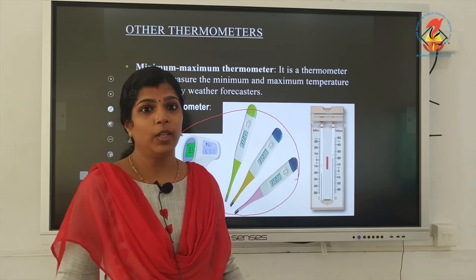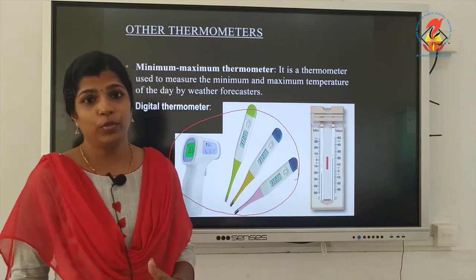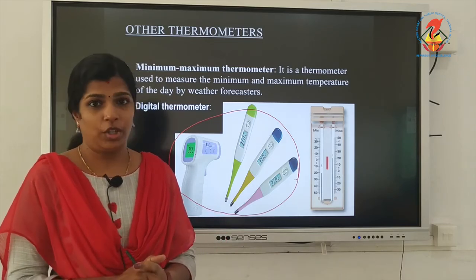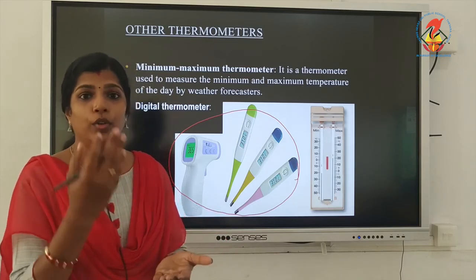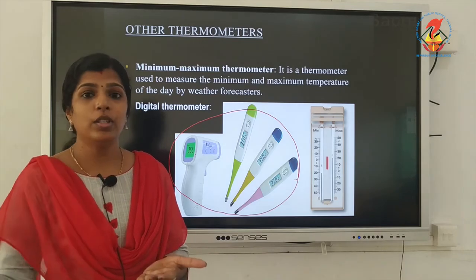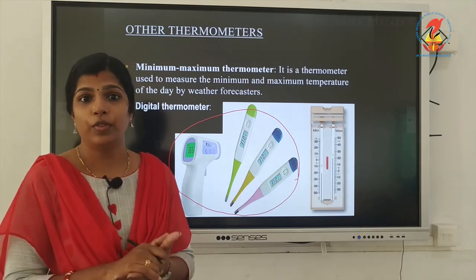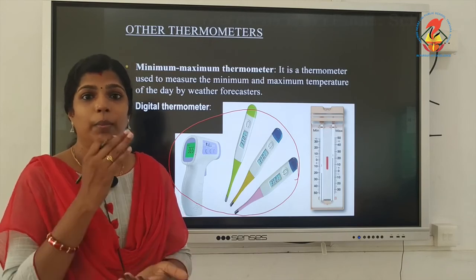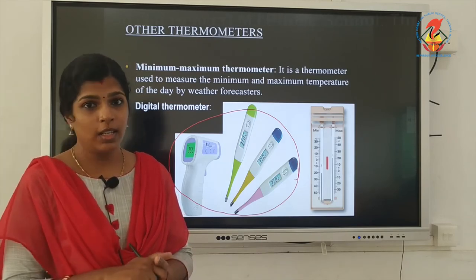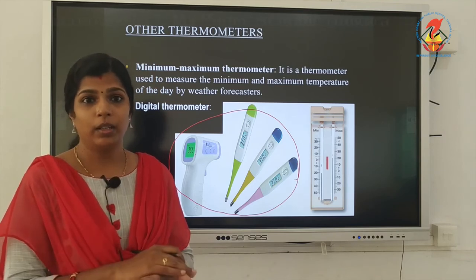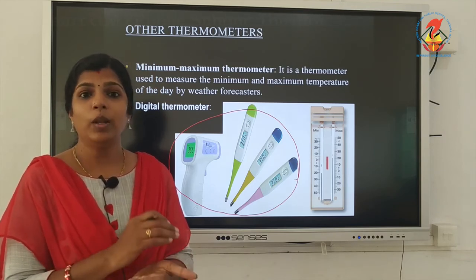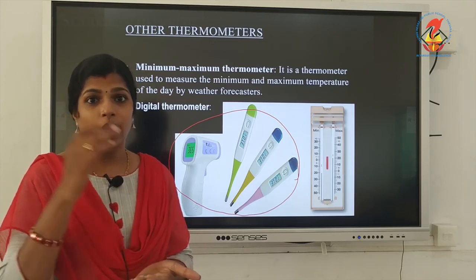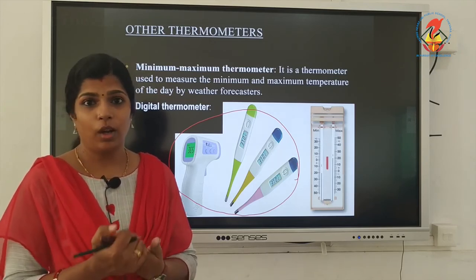Now, what are the differences between clinical thermometer and laboratory thermometer? Clinical thermometer is used to measure human body temperature, that is 35 to 42 degree Celsius. Laboratory thermometer is used to measure the temperature of a substance in the lab. So, its range is from -10 to 110 degree Celsius. In clinical thermometer, a kink is there. So, the kink will prevent the mercury from falling on its own. In laboratory thermometer, a kink is not there.